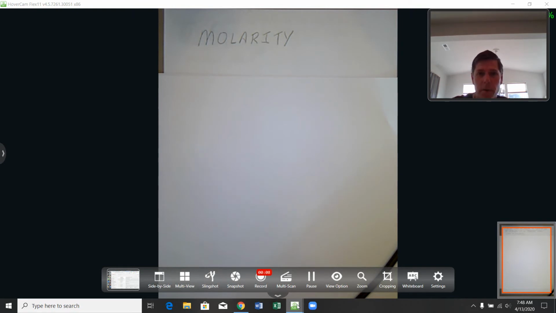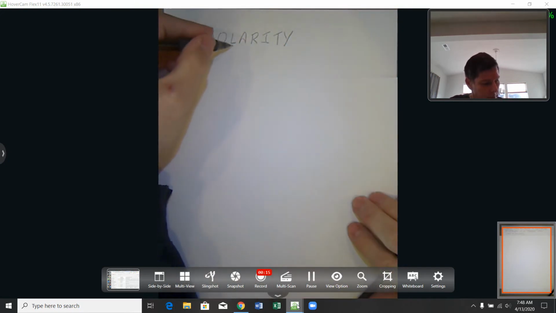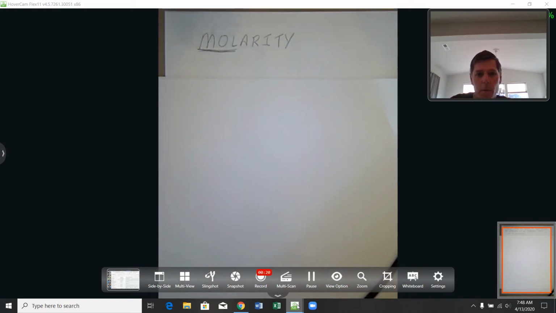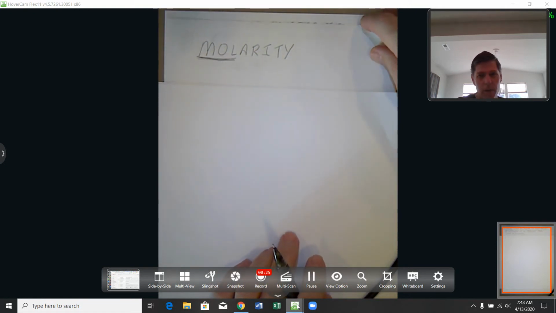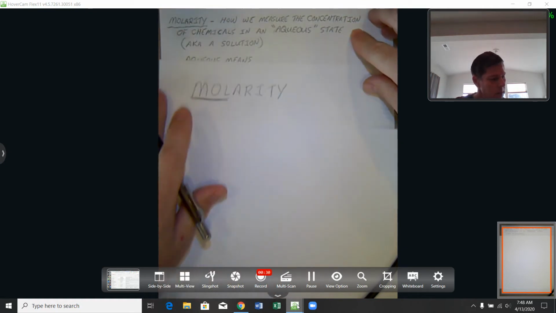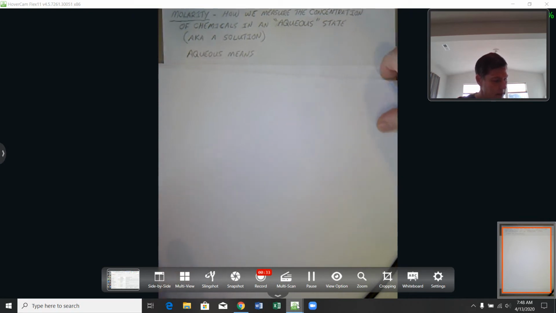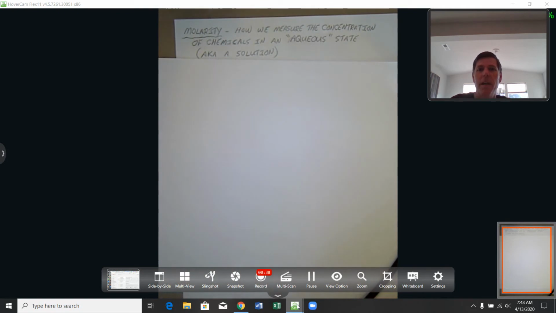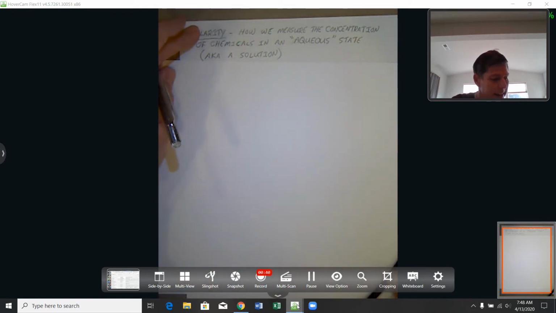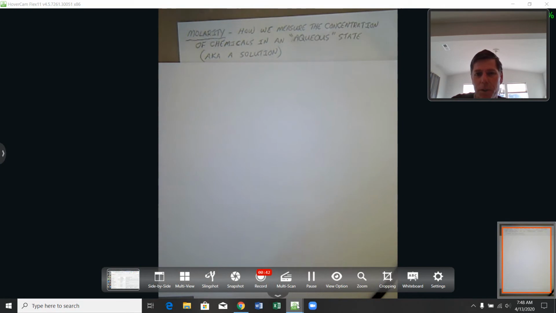And the next concept we're going to cover is called molarity. Well, what is molarity, you ask? Well, molarity, as you see in the name, involves a concept we've already been talking about, the mole. Molarity is a big concept we have when we start talking about solutions, basically liquids. Molarity is how we measure the concentration of chemicals in an aqueous state, basically a solution.